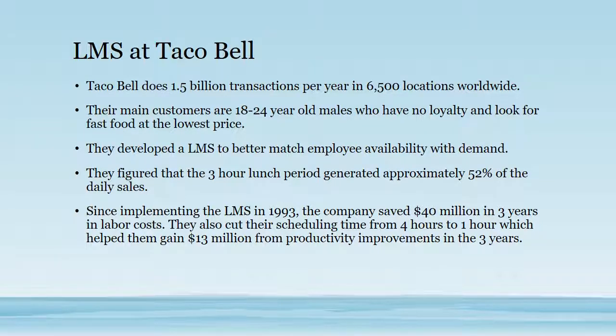Since implementing the labor management system in 1993, the company saved $40 million in labor costs within 3 years, by 1996. They also cut their scheduling time from 4 hours to 1 hour, which helped them gain $13 million from productivity improvements within that same 3-year period.